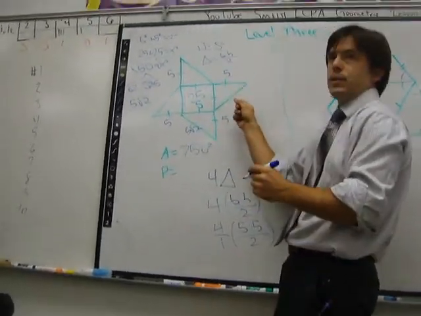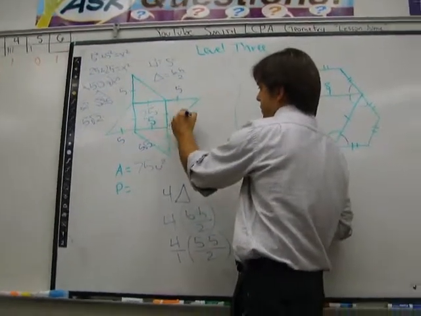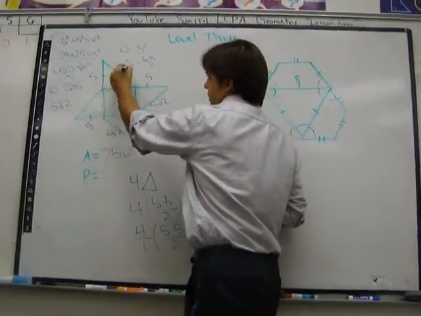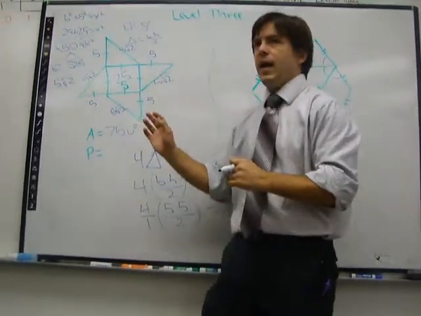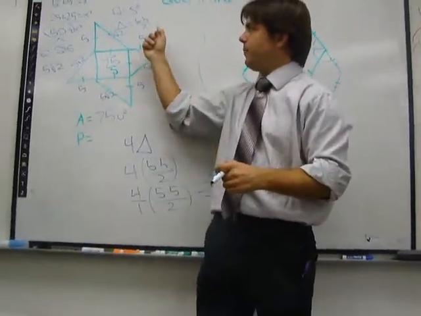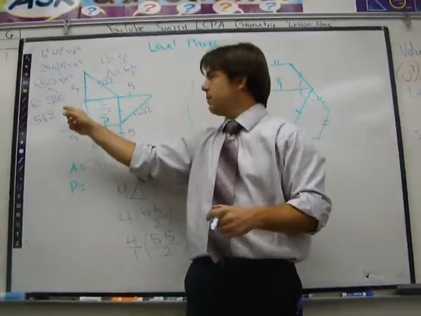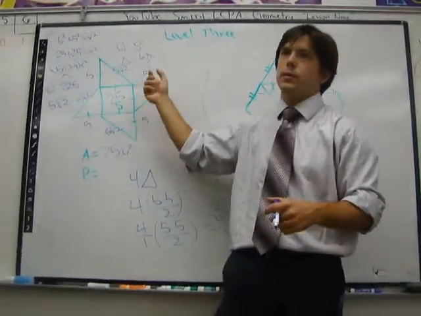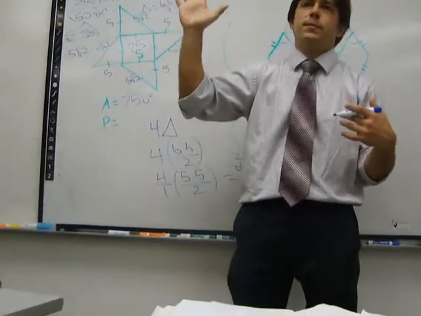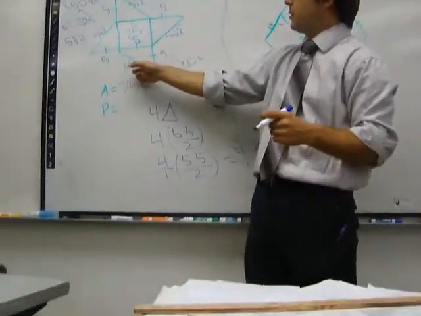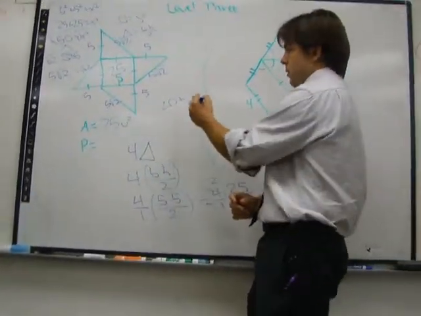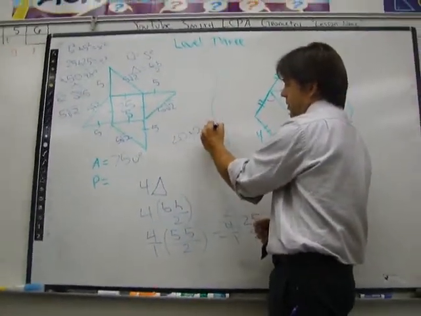How long is this one? 5 square root of 2. 5 square root of 2. So what we have is 5 plus 5 plus 5 plus 5 plus 5 square root of 2 plus 5 square root of 2 plus 5 square root of 2 plus 5 square root of 2. What's 5 plus 5 plus 5 plus 5? 20. And then what's 5 square root of 2 times 4? 20 square root of 2.